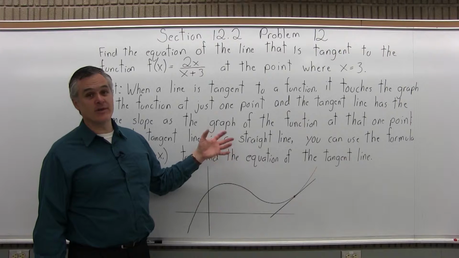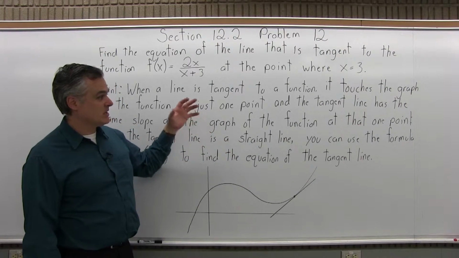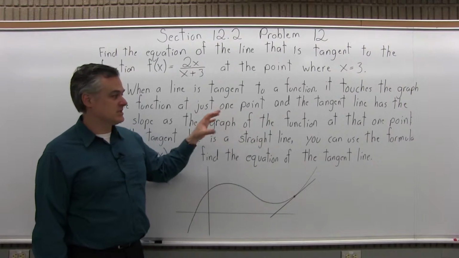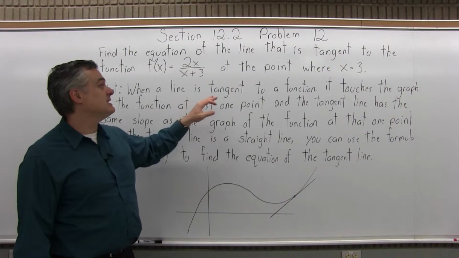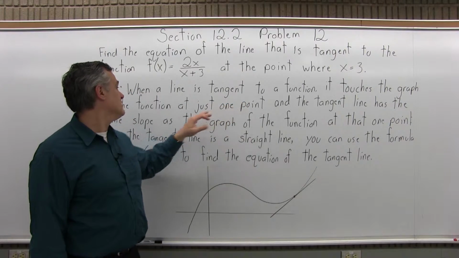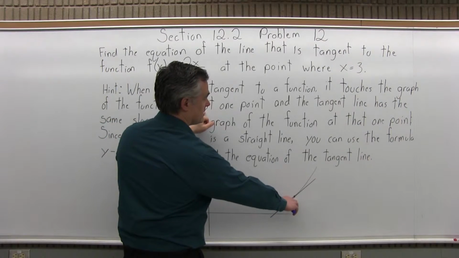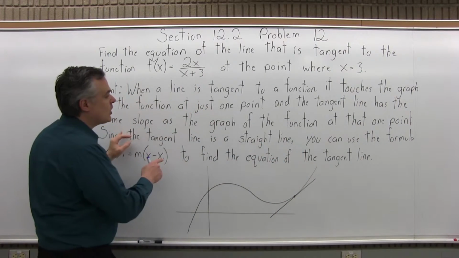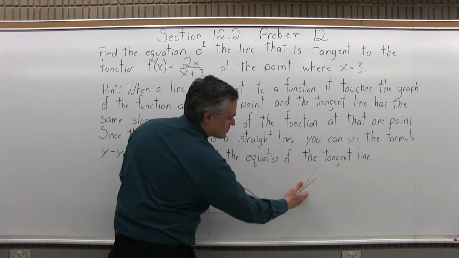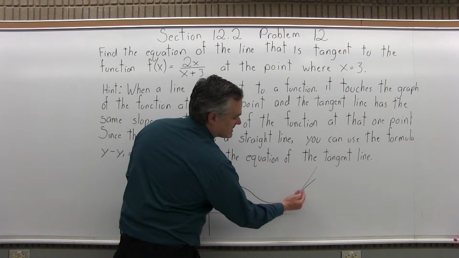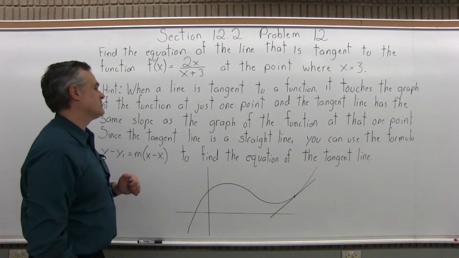So actually in the homework, the hint isn't printed in number 12 because it shows up in number 11, the previous one. But as we do the solution, it's using this hint, which is when a line is tangent to a function, it touches the graph of the function at just one point, like this, and has the same slope as the graph of the function at that one point that it touches. So the straight line and the curved line have the same exact slope, or the same amount of tilt at that one point where they touch.